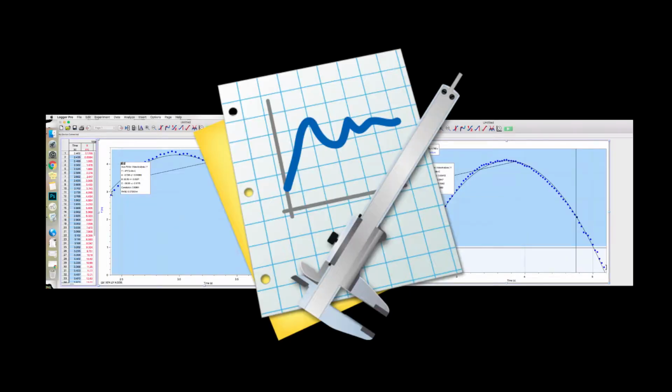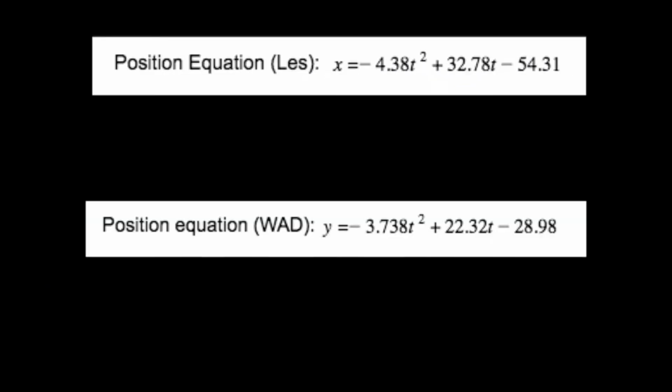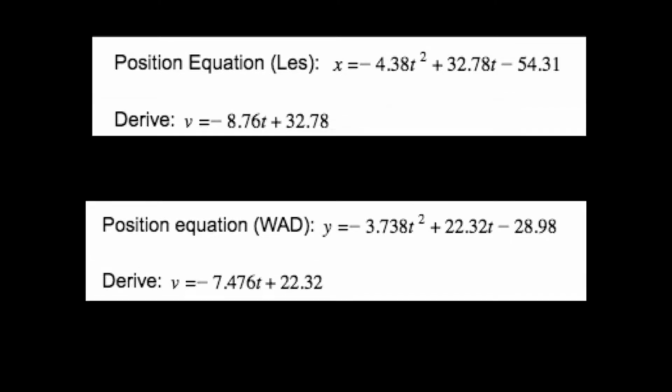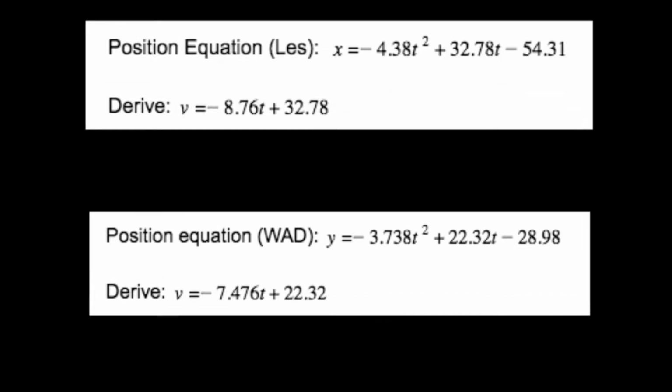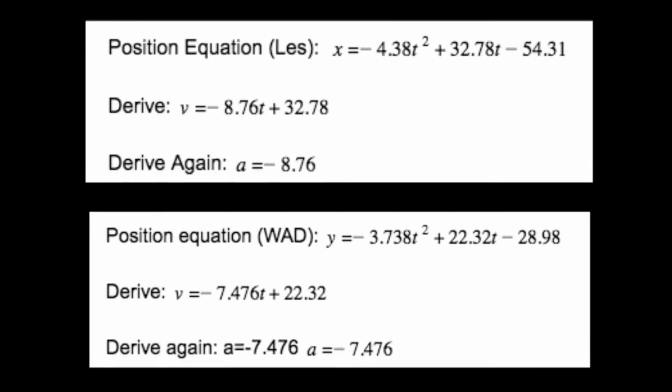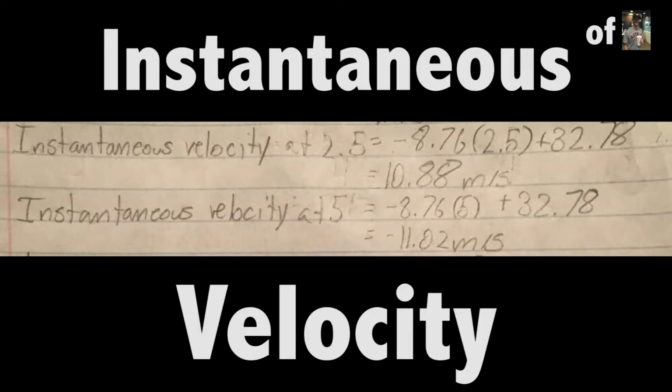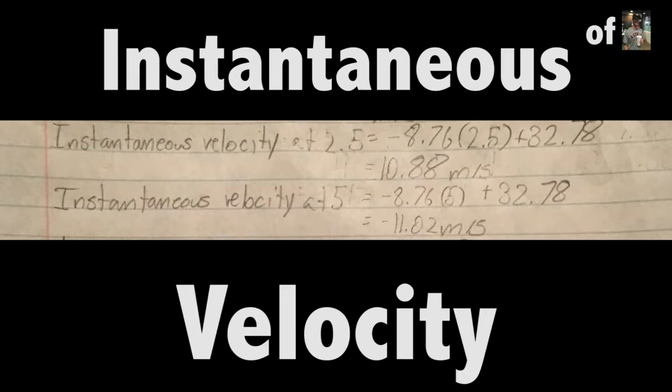So first we used logger pros to find our position equation. We then took the derivative of the position equation to find our velocity equation. We then took the derivative of the velocity equation to find our acceleration equation. The instantaneous velocity at 2.5 seconds for Les's throw was 10.88 meters per second. The instantaneous velocity at 5 seconds for Les's throw was negative 11.02 meters per second.